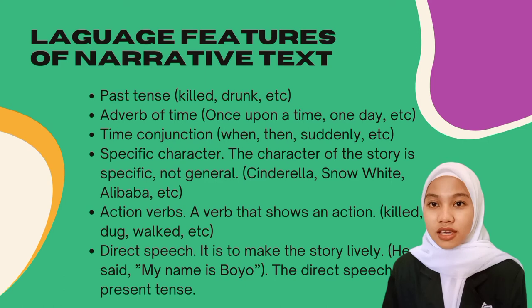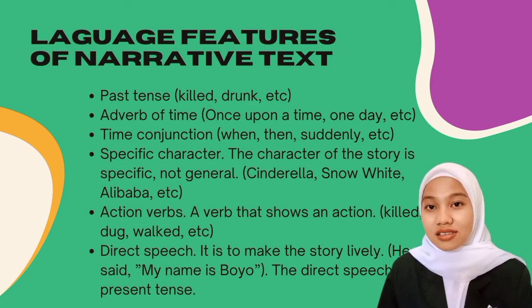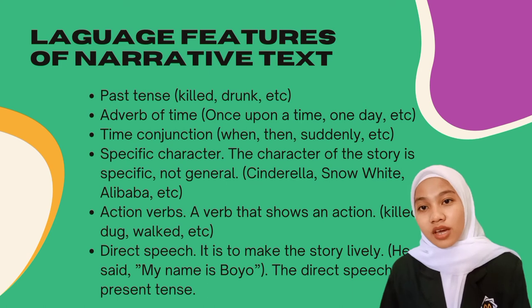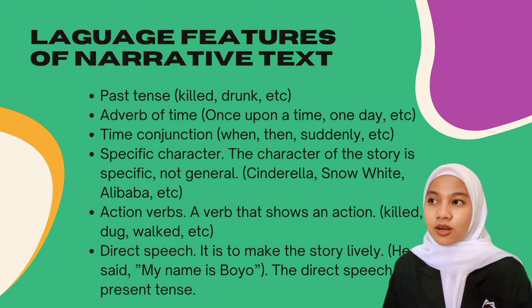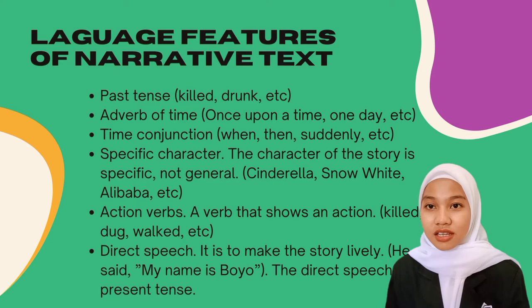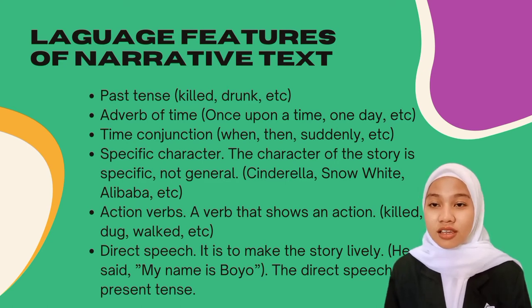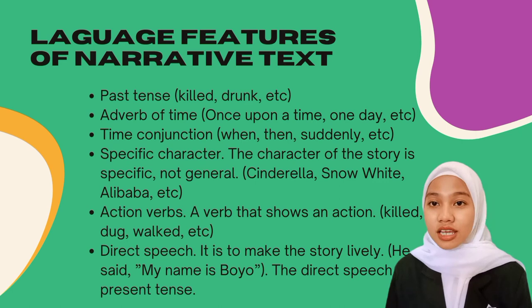An action verb is a verb that shows an action like killed, walked, and struck. And the last is direct speech. So it is to make the story lively. For example, in the story there will be a sentence like this. He said, "My name is Boyo." But sometimes in narrative text also there is indirect speech like he said that. So both direct speech and indirect speech will be included in narrative text.